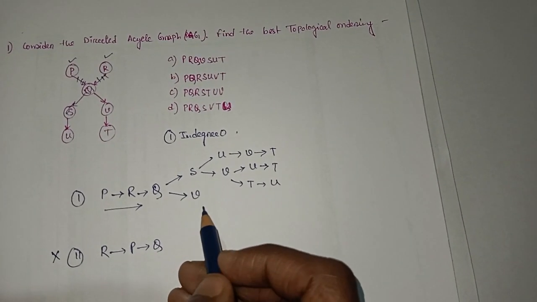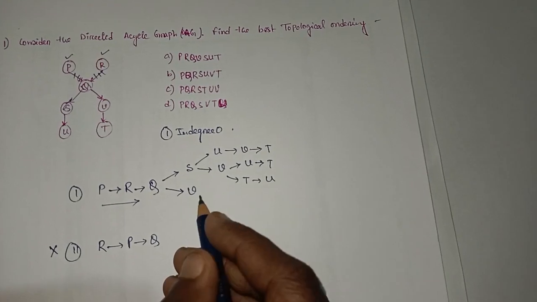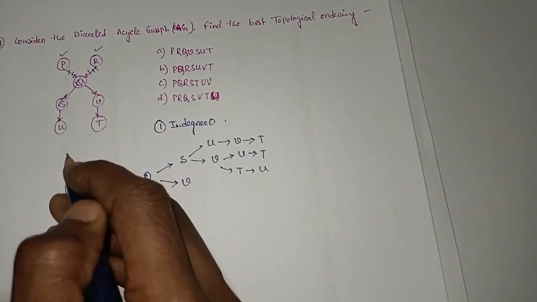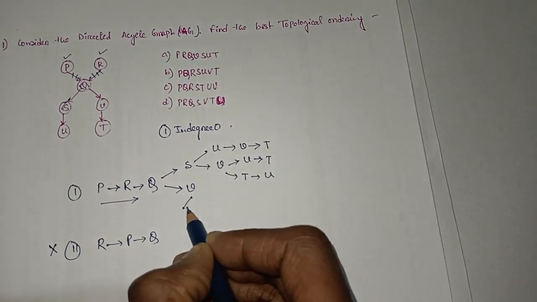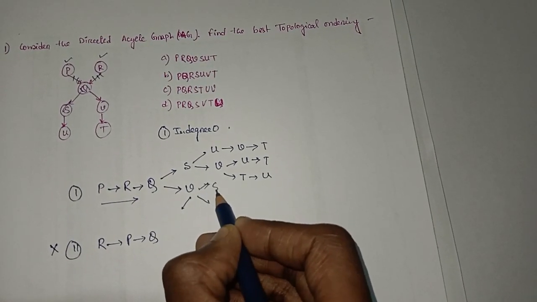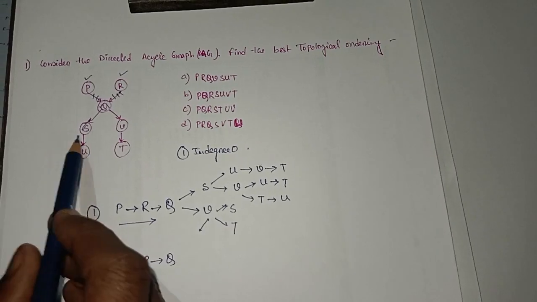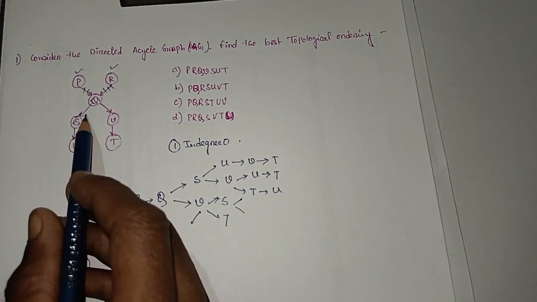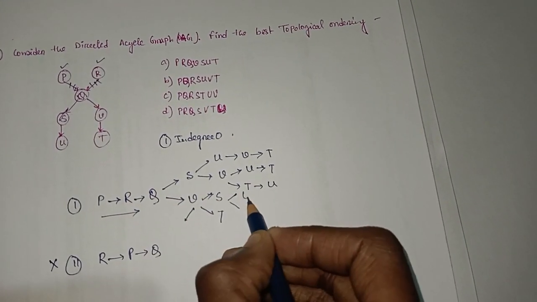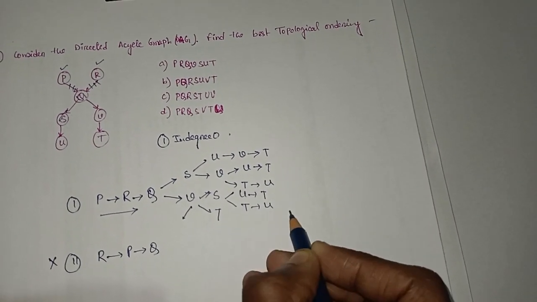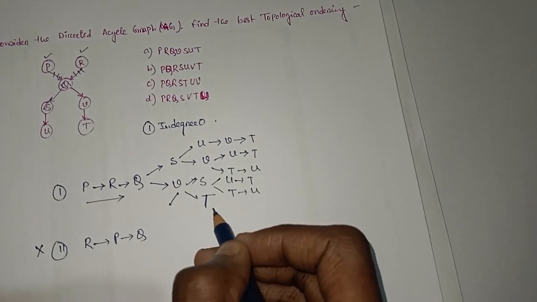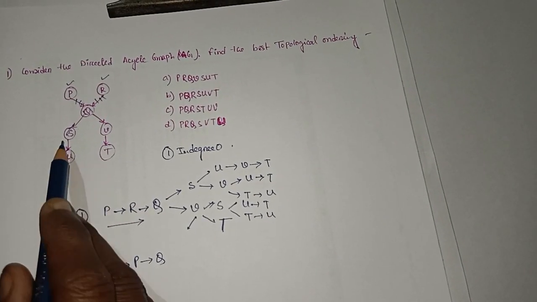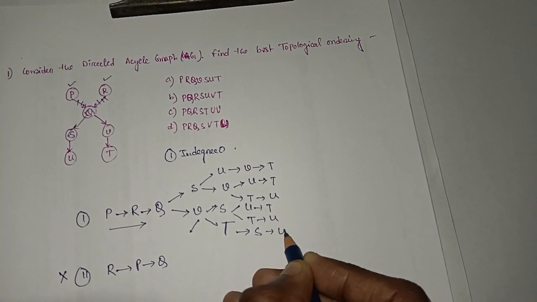Later, if we choose V, then we have the option S or T. So I can write this way, S or T. If we take S, we have two options: if we take U and T, we can write U or T, or T or U. If we take T, then we have only one option, S and then U.